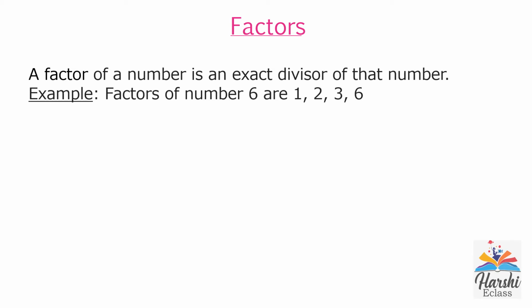Example, factors of number 6 are 1, 2, 3 and 6. 6 is completely divisible by 1. 1 sixes are 6. 2 threes are 6. 3 twos are 6. 6 ones are 6. So 6 is completely divisible by 1, 2, 3 and 6 without leaving any remainder.